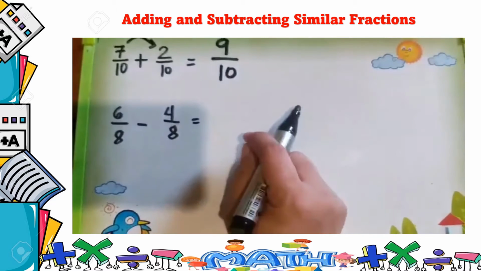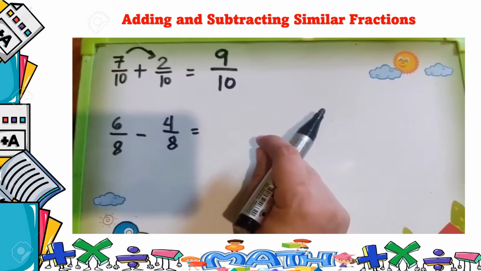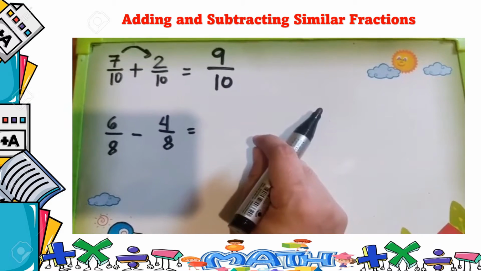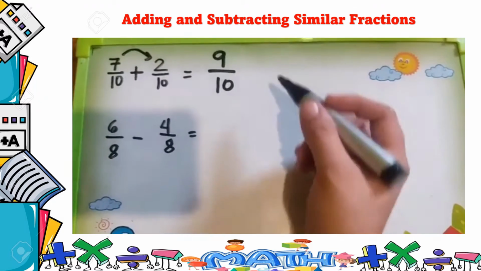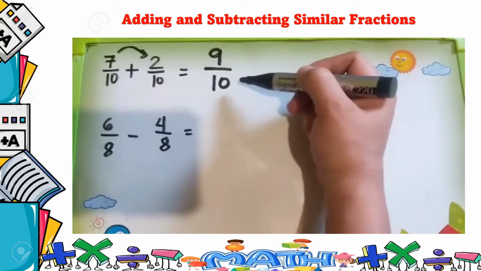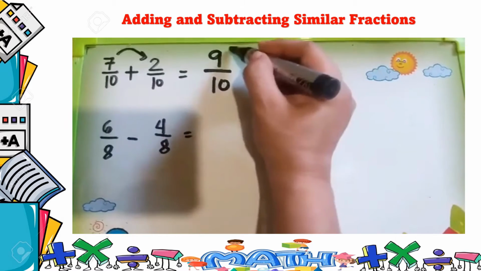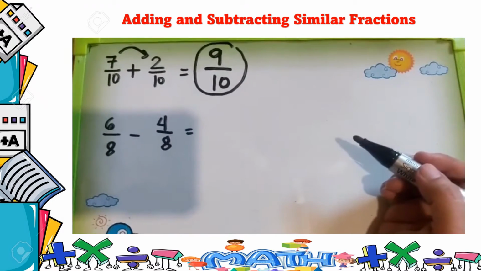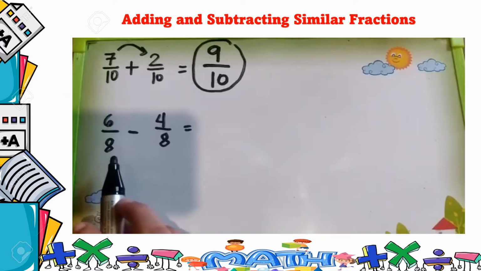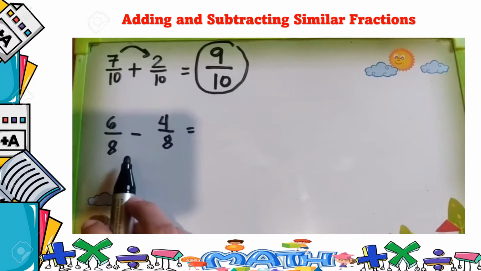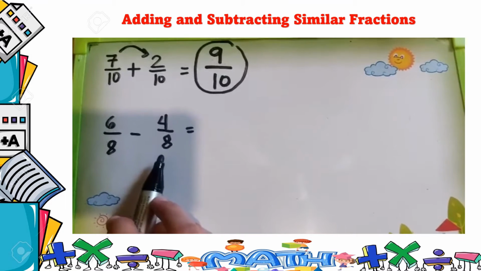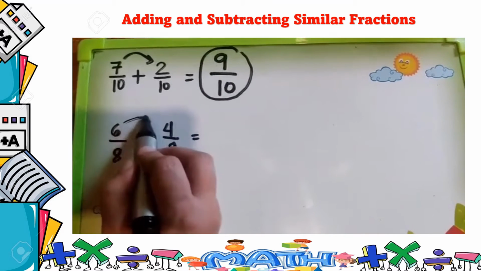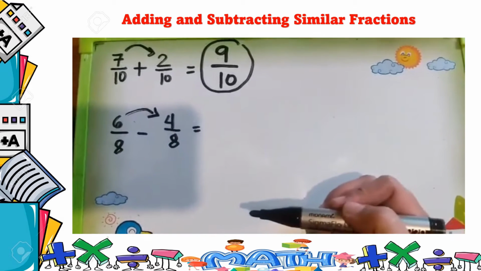And then step 4, reduce your answer to lowest term or simplify if possible. As you can see, 9 over 10 has no common factor. Therefore, 9 over 10 is the final answer. In the second given, subtracting similar fractions, we have the same denominator, so we will now subtract the numerators.